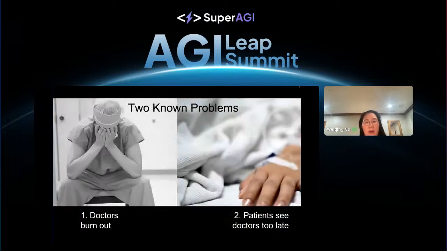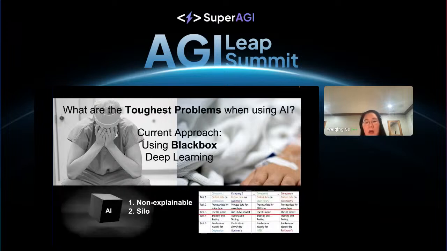So currently, we have two known problems. One is doctor burnout. The other is patients seeing doctors too late. It's not preventive. It's sick care, not really health care. So the current approach is that everyone collects data, processes data, and builds a black box model, deep learning, which doctors do not accept. Everyone does this.